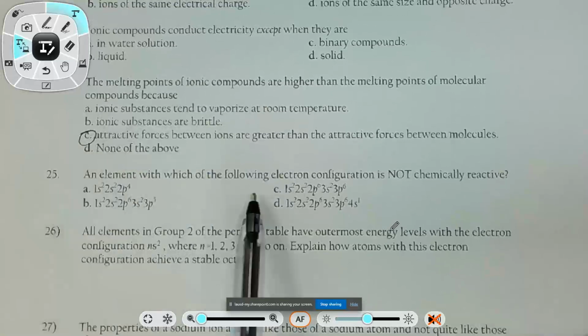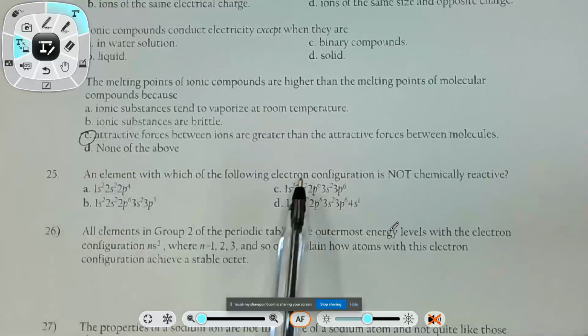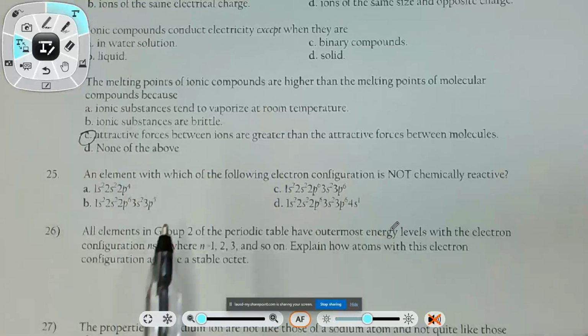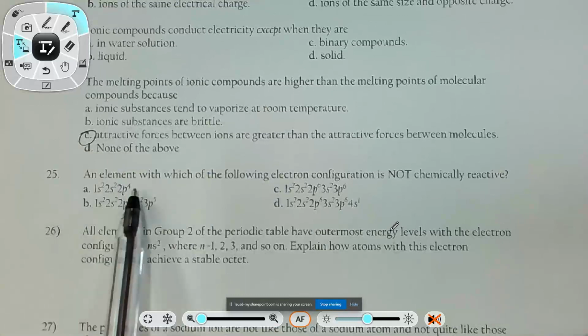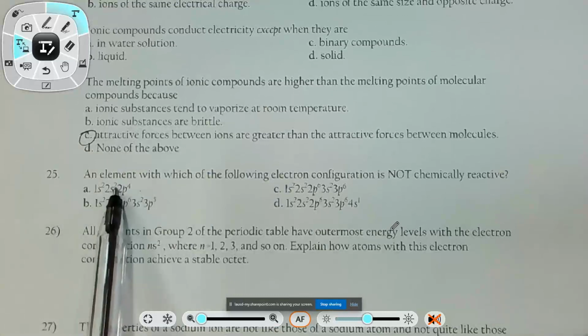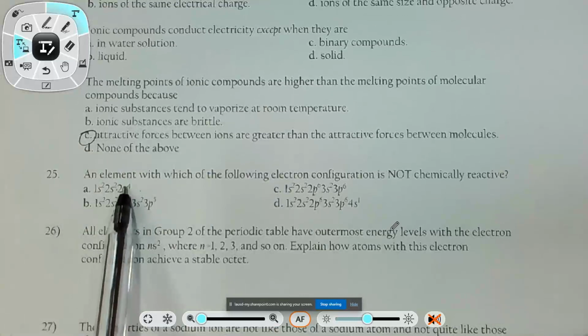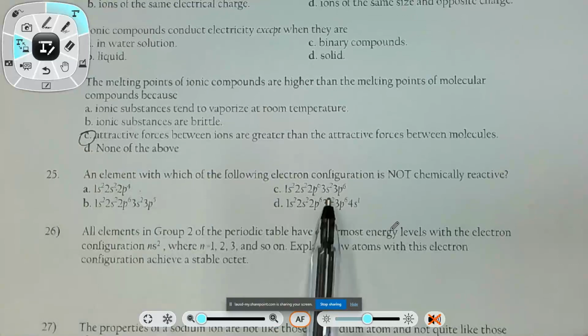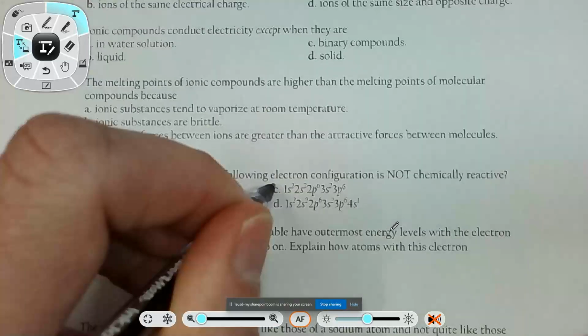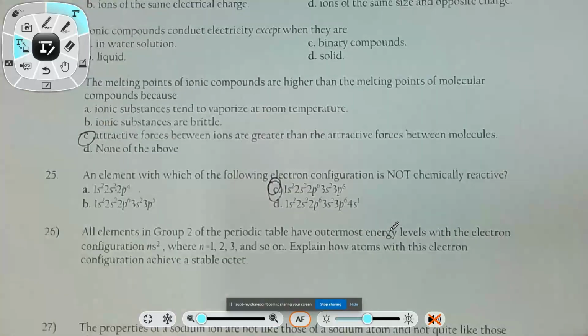25, an element with which of the following electron configurations is not reactive? So we're looking for one that ends in a full S and P. So here we have S2P4. So this is not full. This can hold 6. So that's not it. Here we look to the end. We have S2P5. That's not it either. Here, S2P6. That's what we're looking for. This one is not reactive. There's no space there.